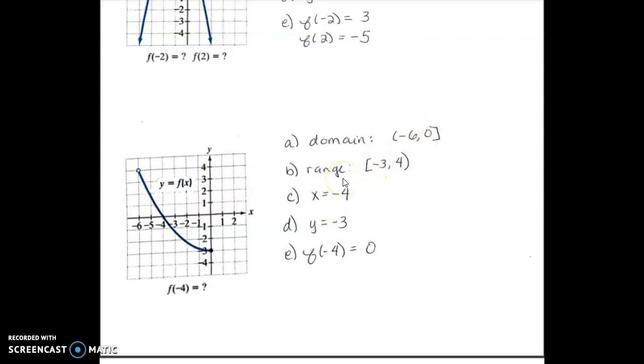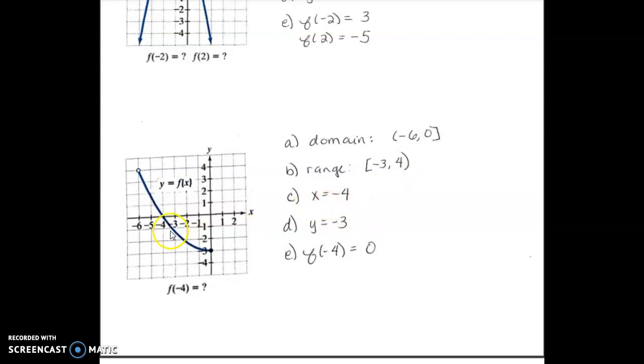Range, y values from bottom to top. So the bottom of the graph is here, the y value right here is negative 3 and it's included, so we start with a bracket, negative 3, comma, and then all the y values up until here. This y value is 4, but the open circle means we're not including it. So it stops at y value 4, but the parenthesis indicating to not include it.